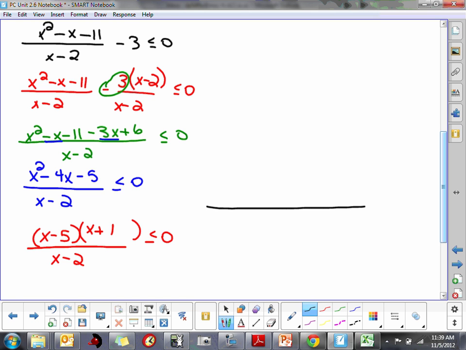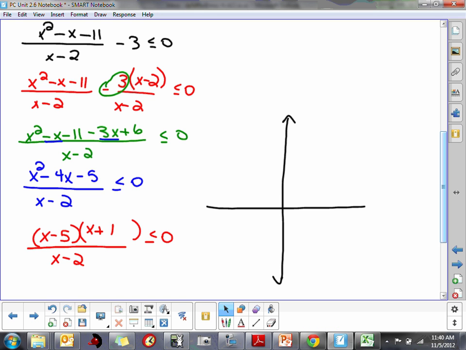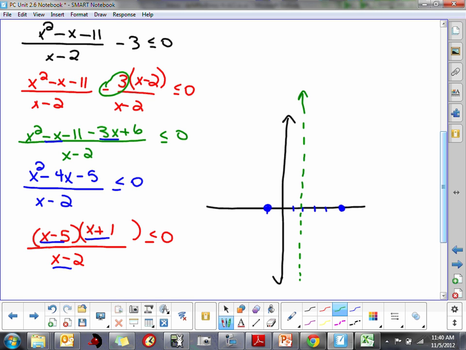You want to know where it crosses the x-axis, and you want to know where the location of any vertical asymptotes are. So we're going to take the related zeros of the numerator, which are going to be 5 and -1. It's going to cross there, and we have a related zero at -1, so it's going to cross there. X-intercepts are located. And we'll also have a vertical asymptote at the related zero of the denominator, which is at 2. So I'll sketch in a vertical asymptote at 2.